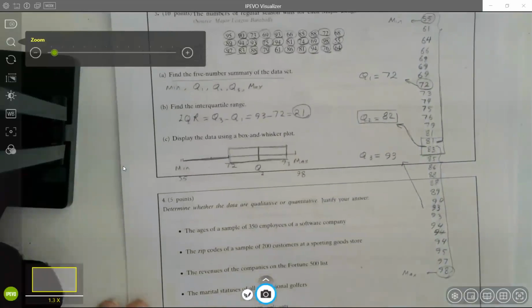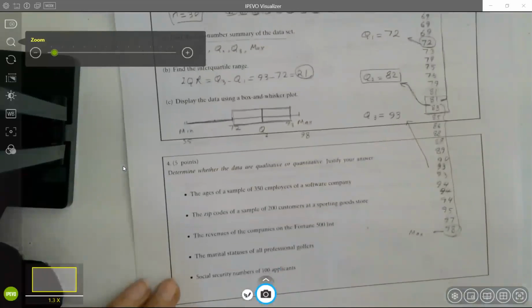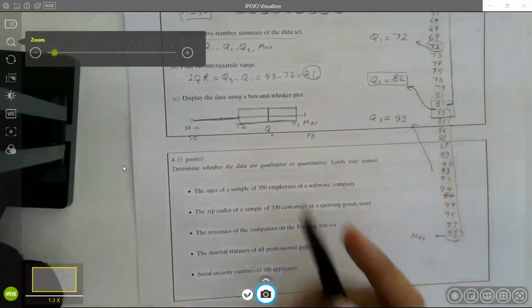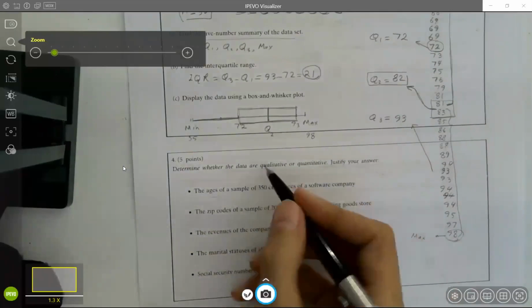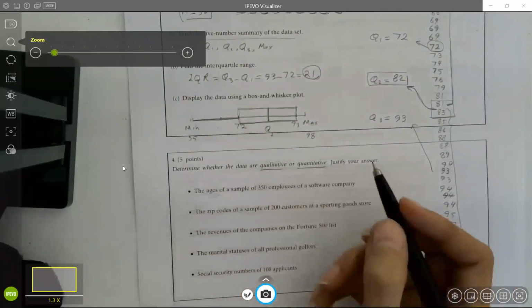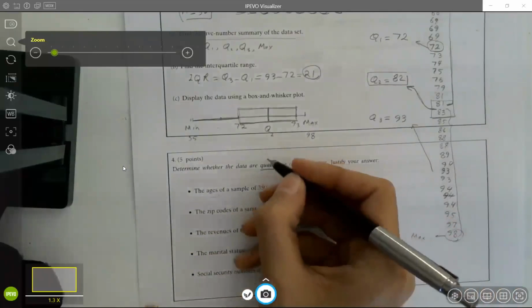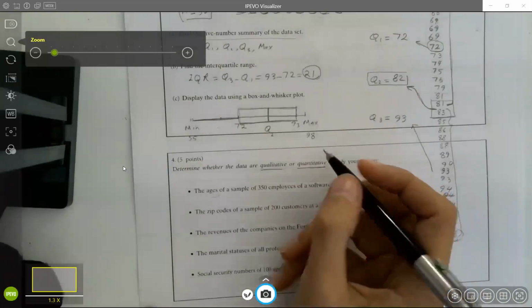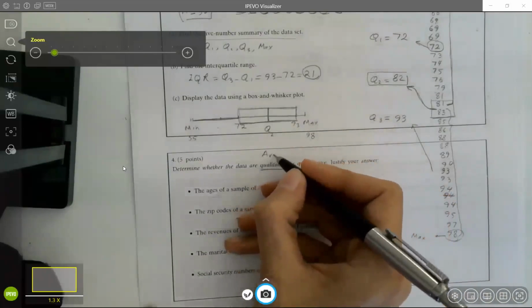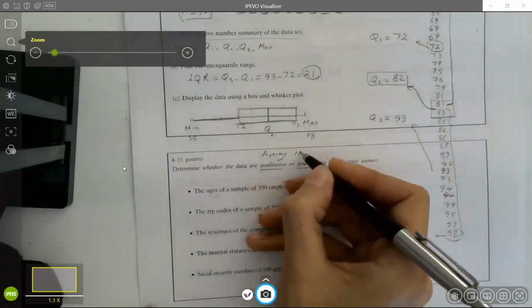Question 4 says the ages of a sample of 350 employees of a software company. The ages, so when it comes to quantitative and qualitative, you should be asking, if I add these and divide them by 2, finding the average makes sense?